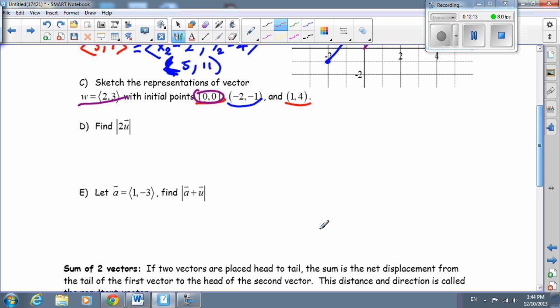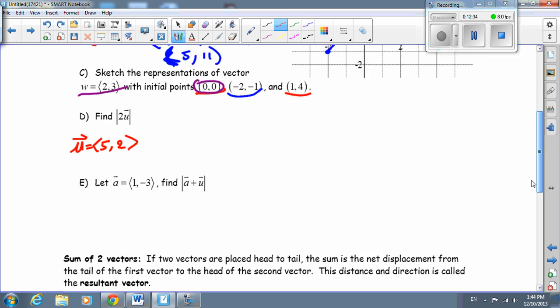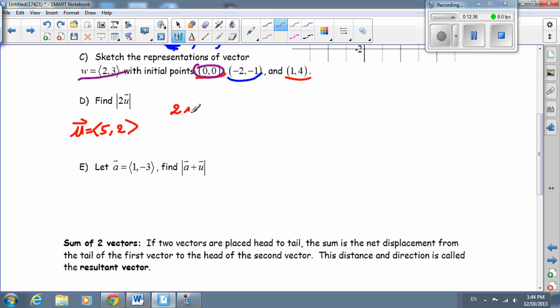All right, let's find 2u. To find 2 times u, all you have to know is, let's give ourselves a u. Let's give it 5, 2. As we stated before, u is equal to 5, 2. I'm using the same u as up here. 2u will therefore be equal to, you multiply everything by 2 and you just get 10, 4.